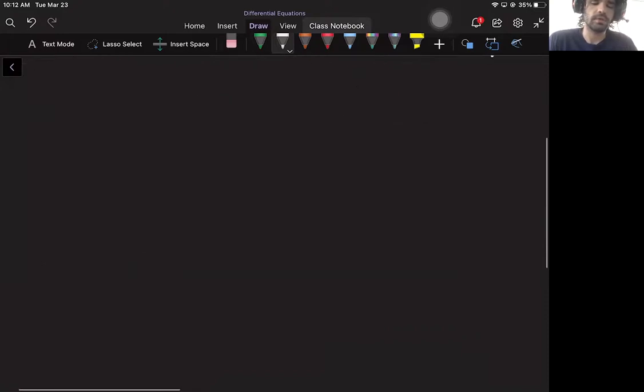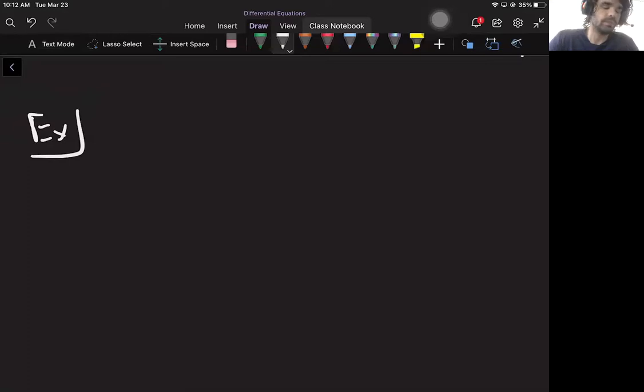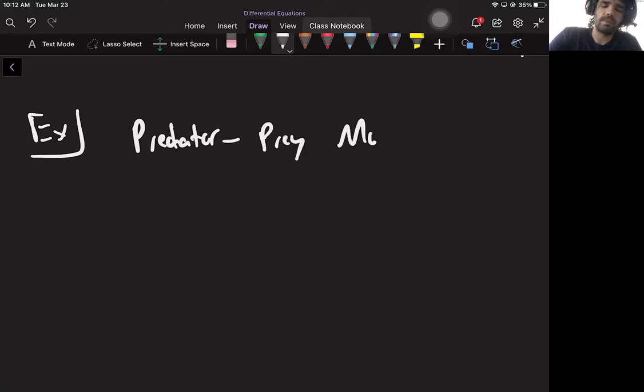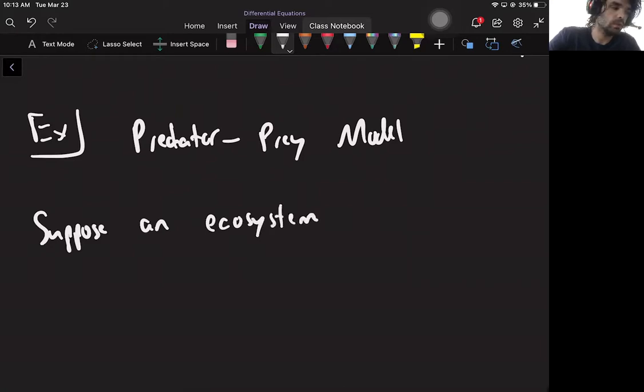So here's the first example, which we're not going to solve. I just want to mention it because I think it's cool. This is called the predator-prey model. So it has to do with population growth. So the idea is, suppose that you have an ecosystem, let's say rabbits, that has rabbits in it. They can eat as much as they want.